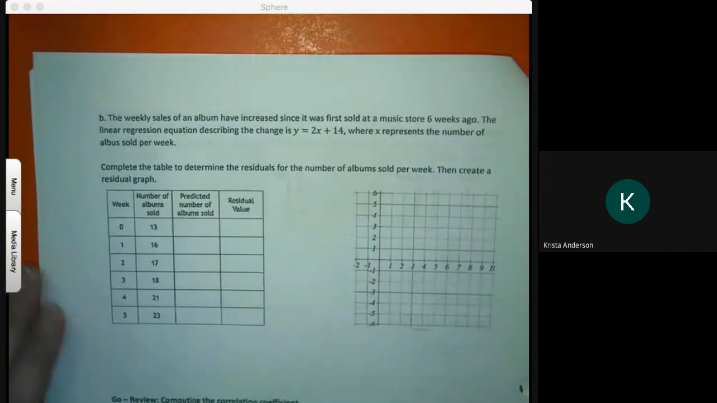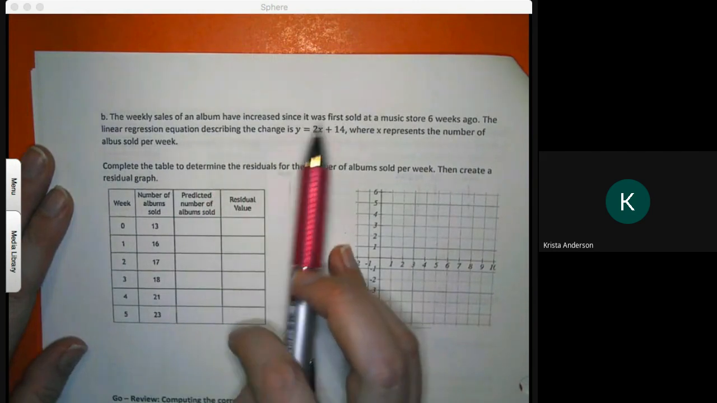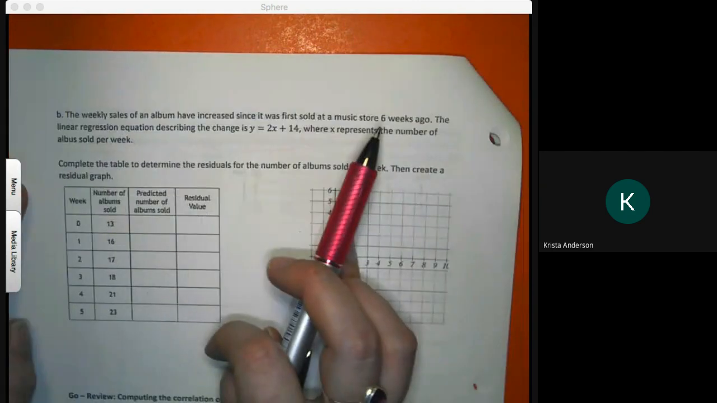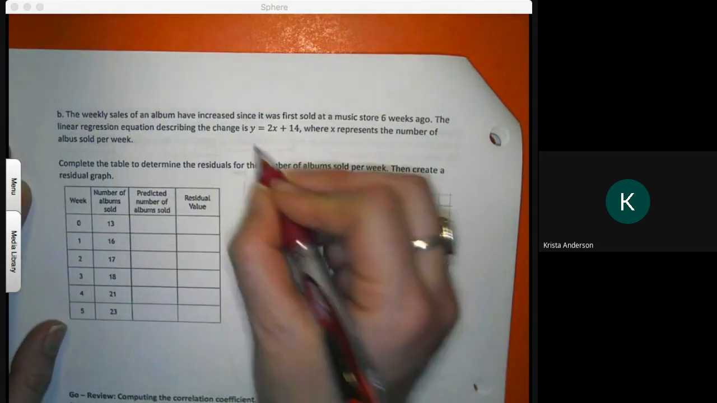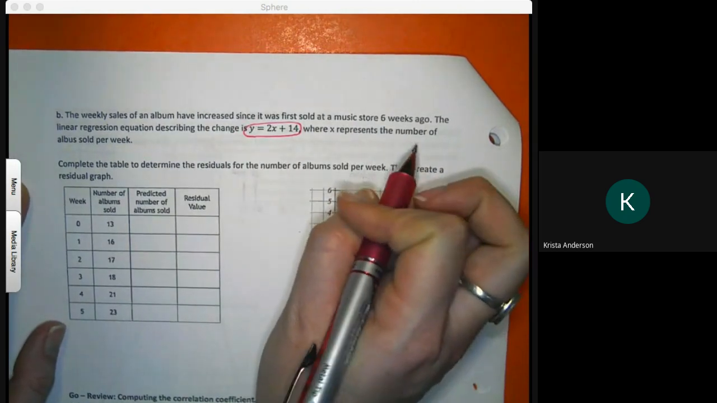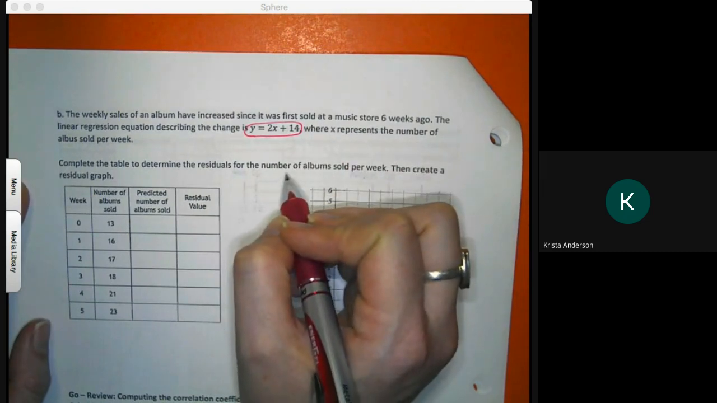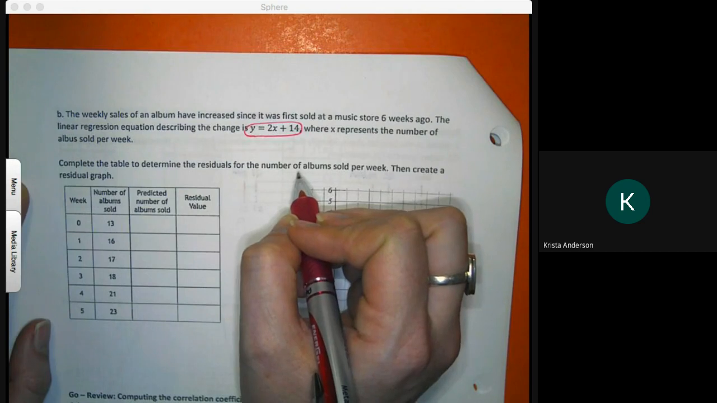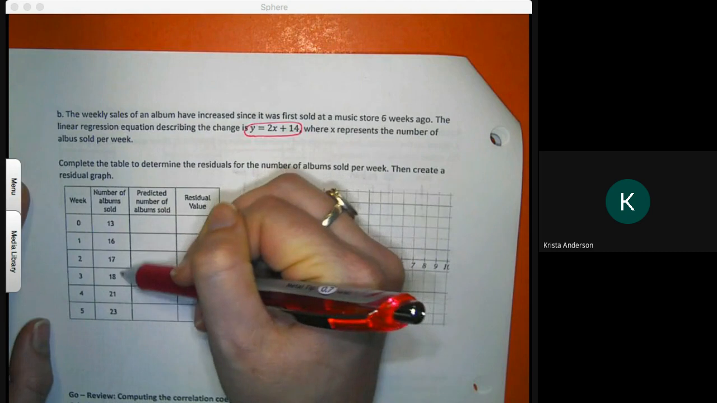Turn the page. For this one, it says the weekly sales of an album have increased since it was first sold at a music store 6 weeks ago. The linear regression equation describing the change is y equals 2x plus 14, where x represents the numbers of albums sold per week. Complete the table to determine the residuals for the number of albums sold per week, then create a residual graph. So this is the actual number sold.